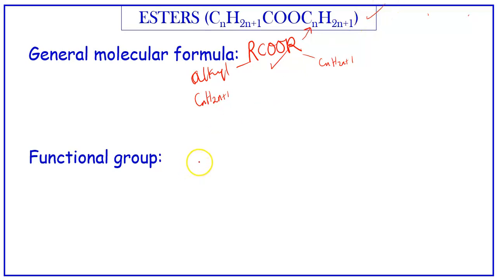Then the functional group of esters. Esters have the carbonyl group from the carboxylic acid and the O from the alcohol that form the ester. Okay, so this is the functional group of esters.